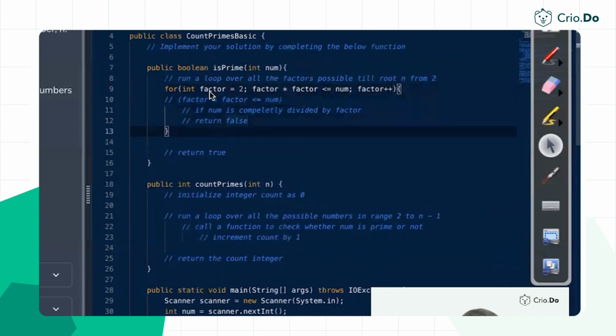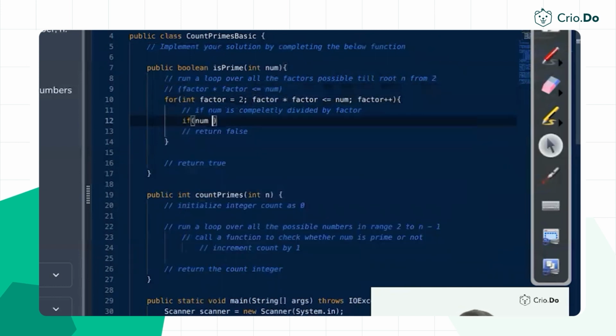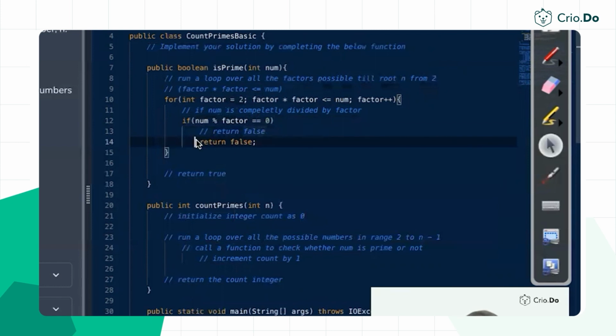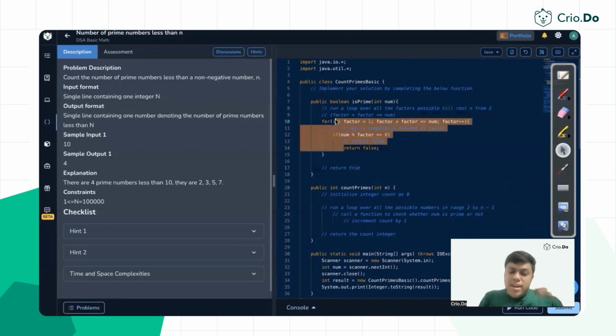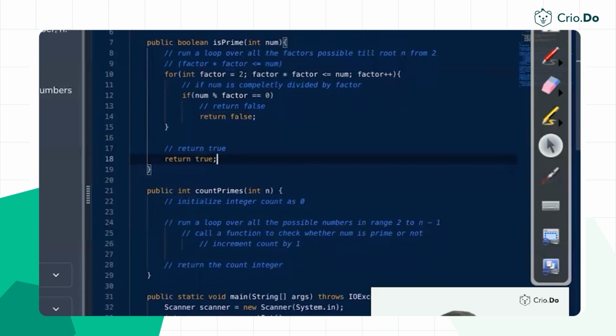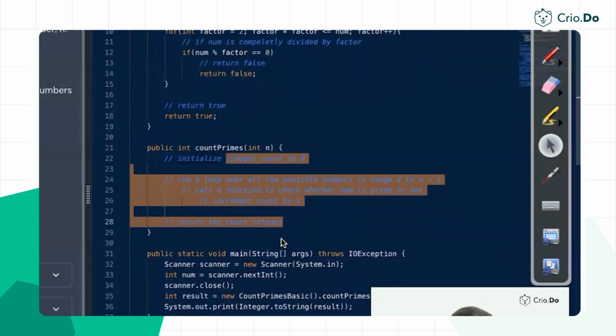And now what should we do? We should check whether that number is completely divided by the factor or not, that is, whether the modulus by factor is 0 or not. So if number modulus factor is 0, then what should we do? We should return false, that number num is not a prime number. Otherwise, if the loop runs fully and we never return false, then obviously we return true, that is, the number is a prime number, because there is no factor in the range 2 till root n. So this is the isPrime function taking order of root n time complexity. What about countPrimes?